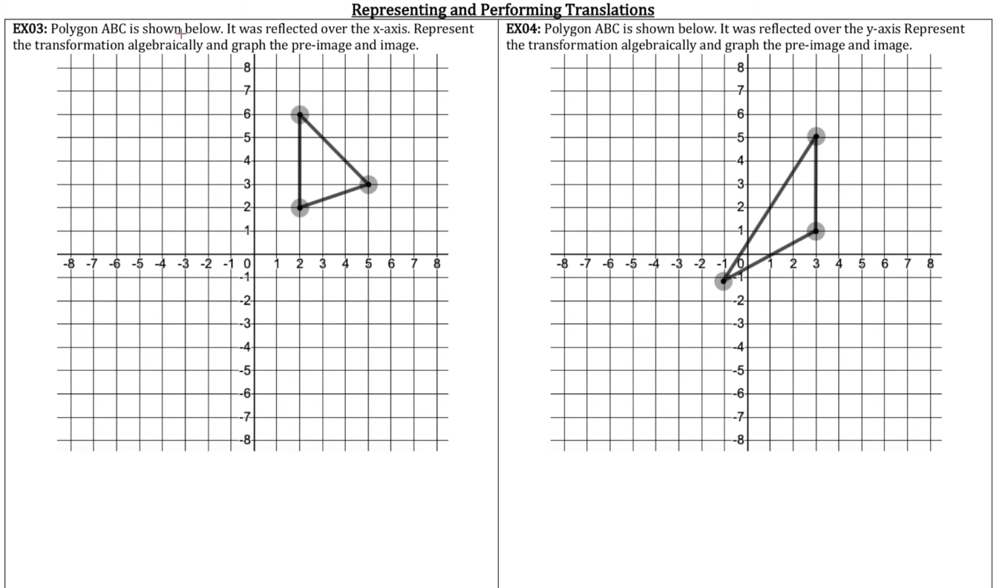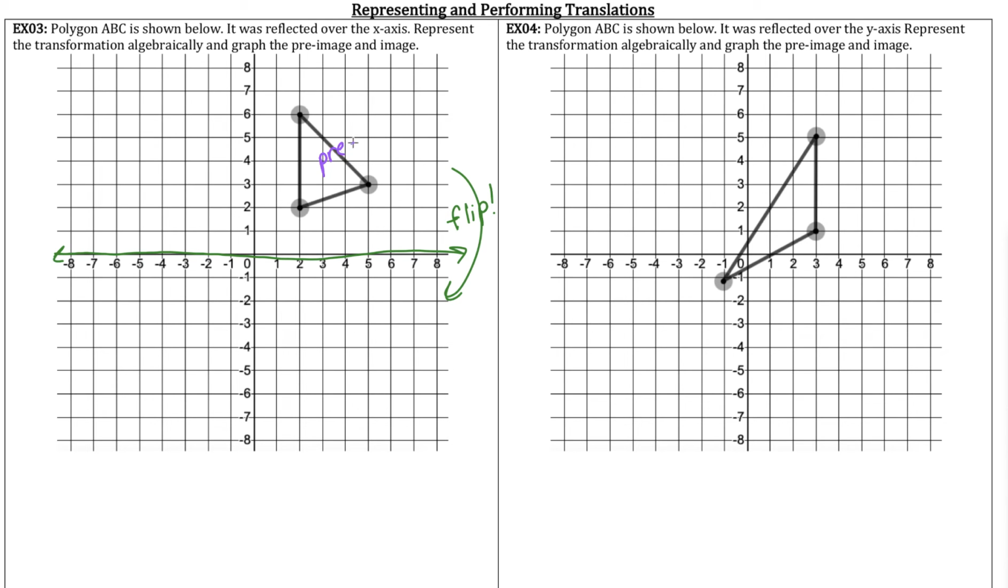So we have ABC, shown below. It was reflected over the x-axis. So I'm going to draw my axis of symmetry. This is my x-axis, right? My axis of symmetry. So we're flipping over this. Flip. So if you want, the first thing you could do, well, I'll just put pre-image.